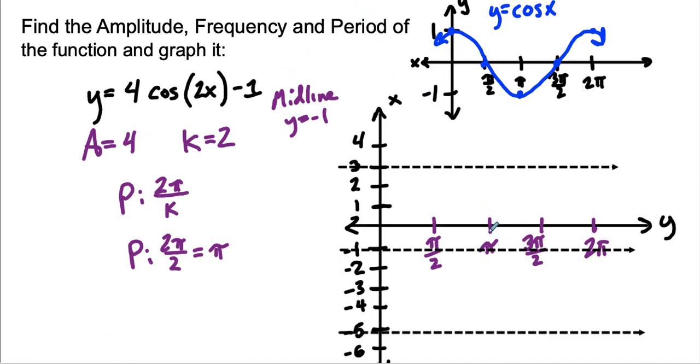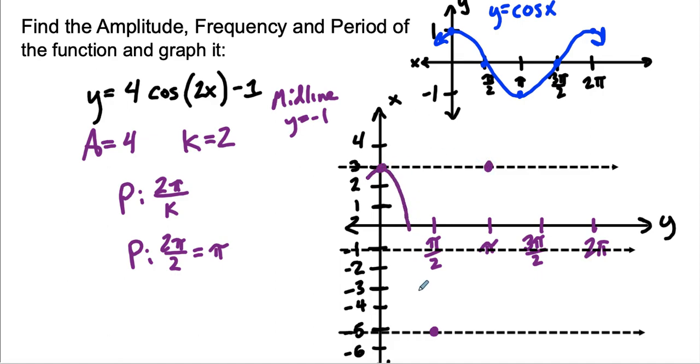Now remember, this has to complete one full cycle from 0 to pi. So if it's going to do that, remember cosine would normally start up at 1. If you look back at my original cosine graph, now it's going to start up at 3. Now it's going to have to go all the way down at pi over 2 here, and then return back to the top at pi.